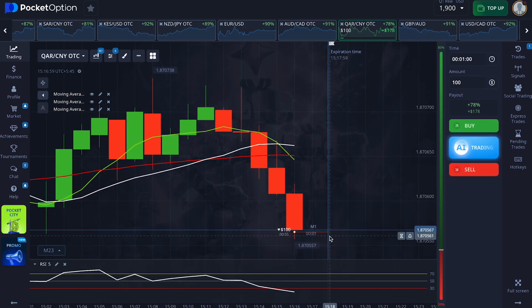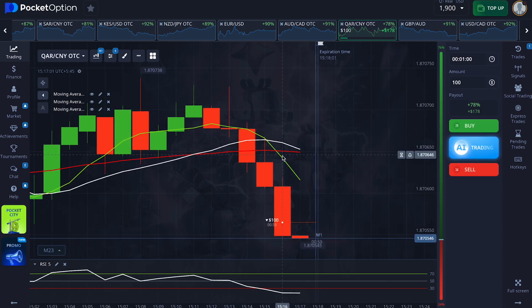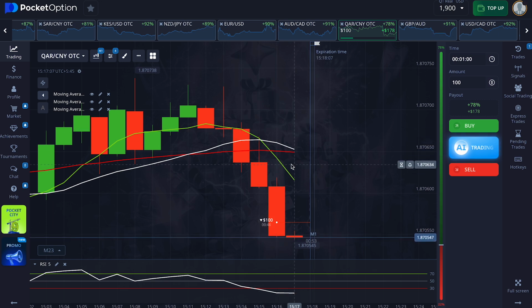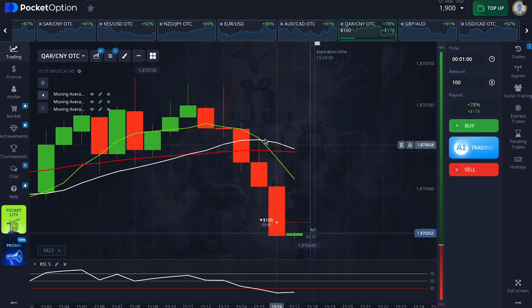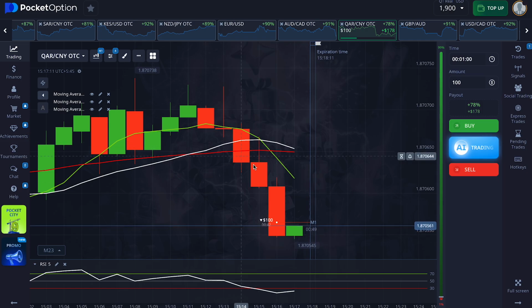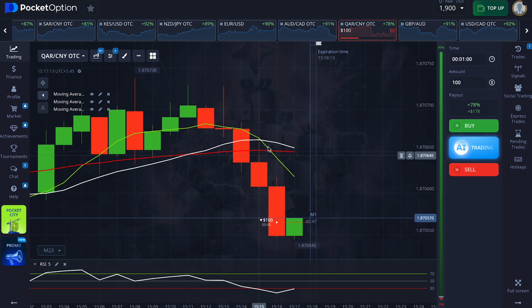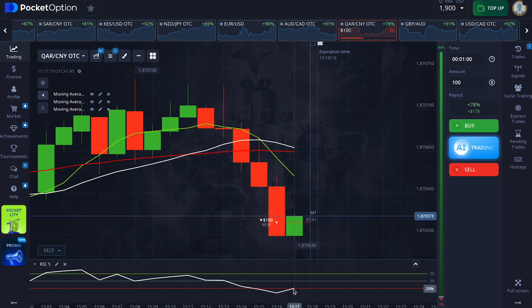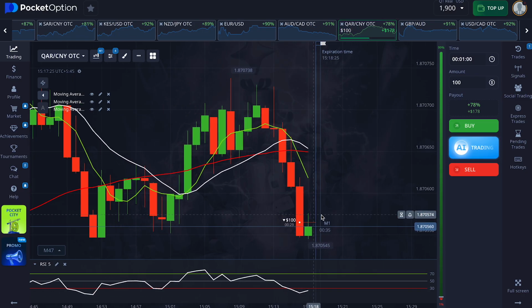I've sold here. The reason I've sold is, as you can see, these 3 moving average lines which are red, green and white, these all are intersecting each other and following the downtrend. These all are showing the down. So this is the main indicator which shows the downtrend, and if you look at the RSI as well, the RSI is below the red line. So that's the main reason I have sold.